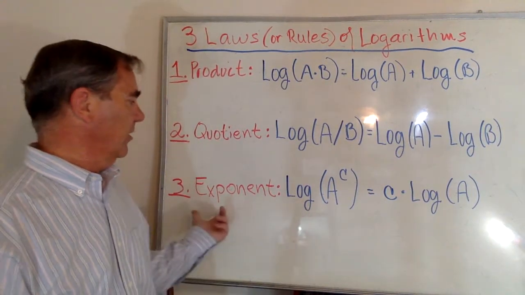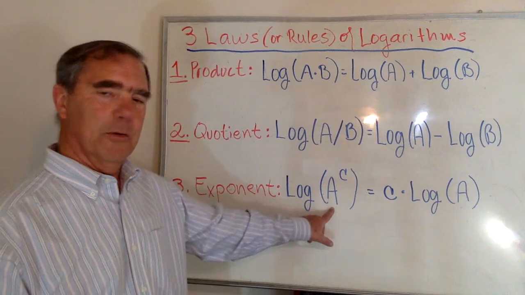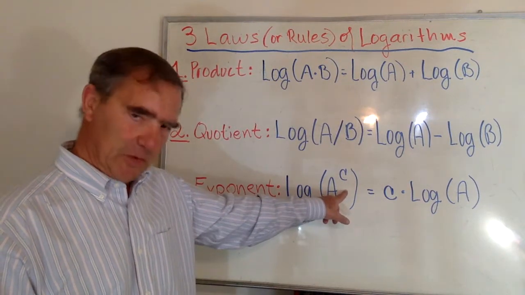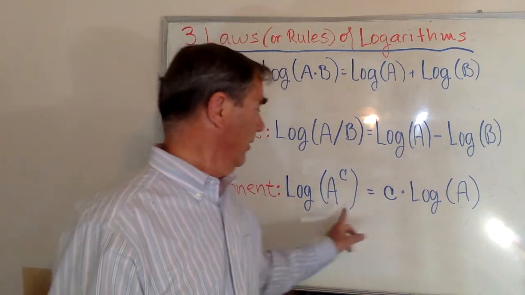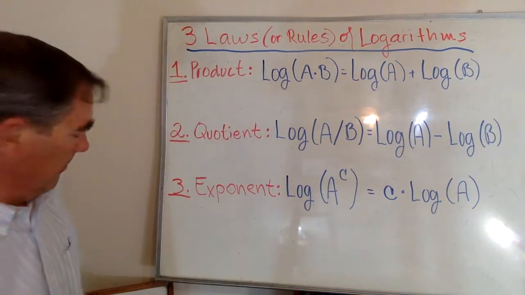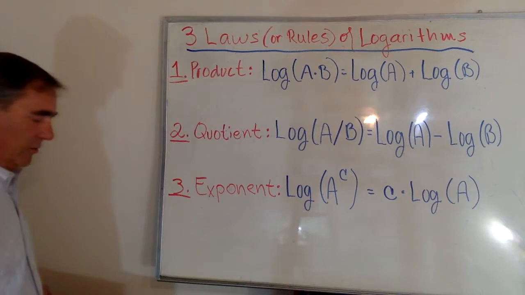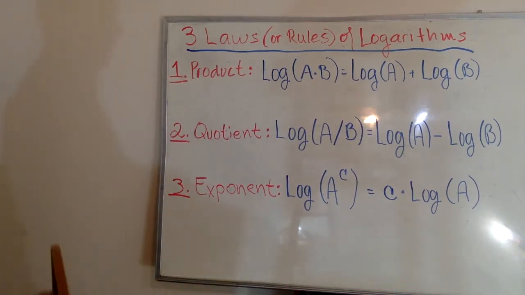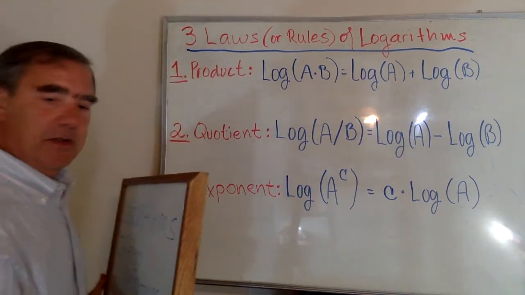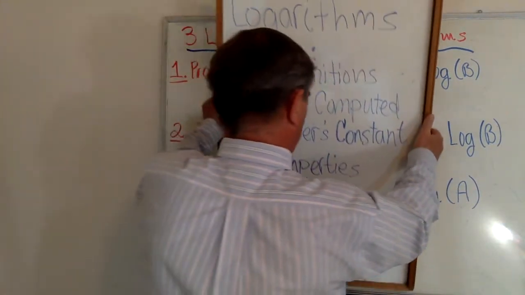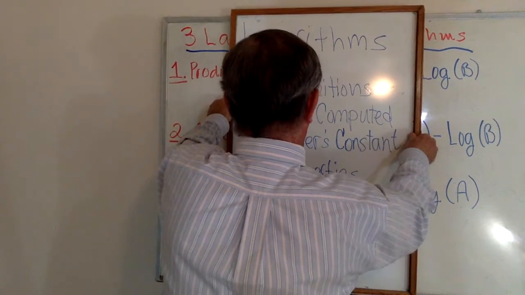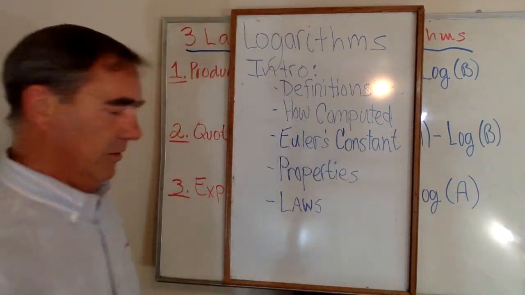And the exponent rule is saying that the logarithm of a number raised to an exponential value is equal to that exponential value times the logarithm of the original number. You'll find these rules used frequently in solving problems with logarithms, such as pH, Richter scale, decibel scale, and some of the other problems that are discussed at length in this tutorial.